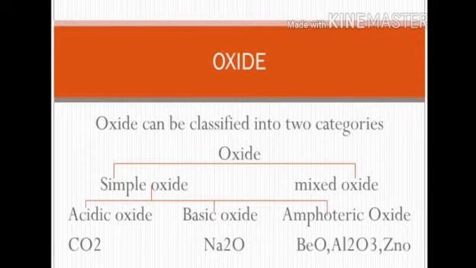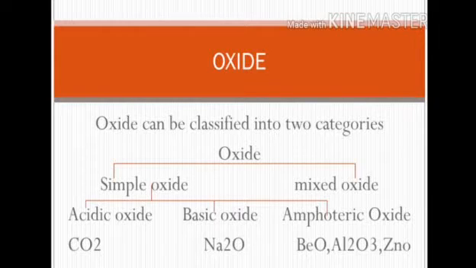The examples given here are beryllium oxide, Al2O3, ZnO, SnO. Al2O3 plus HCl gives AlCl3, and Al2O3 plus NaOH gives NaAlO2. That is, we can see here that aluminium oxide reacts with both acid and base. So it is an amphoteric oxide.